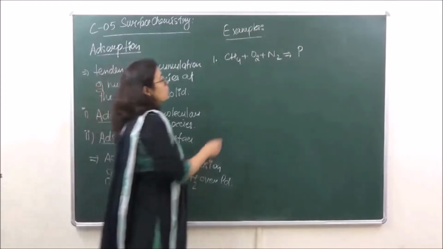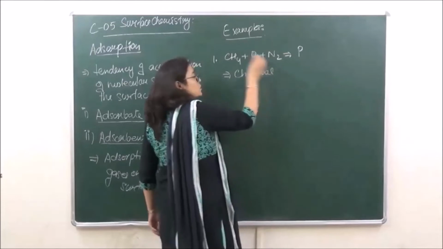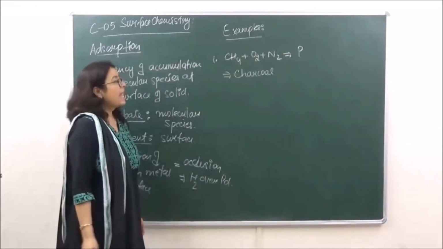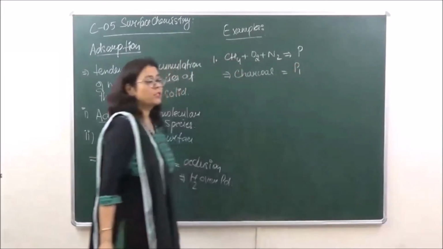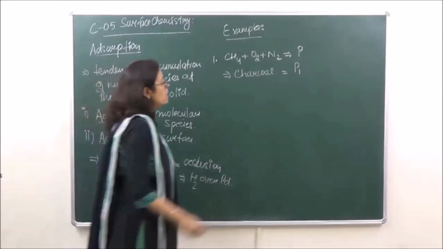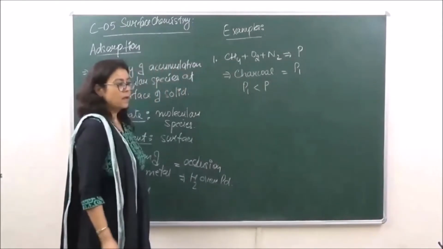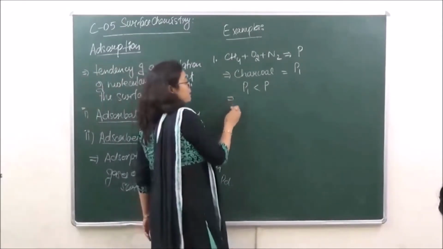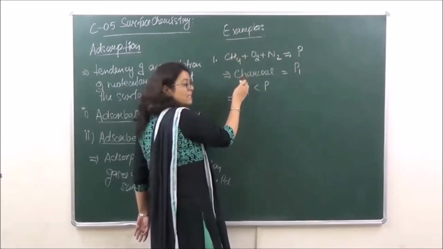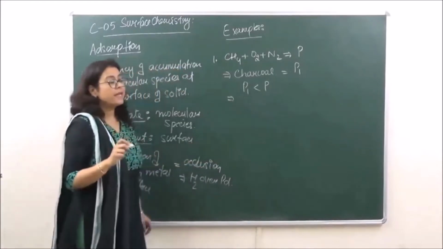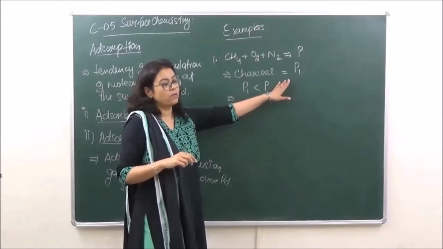Then after that, what we do is we drop a piece of charcoal inside this beaker, and then we again measure the pressure over here. Let's say that the pressure is equal to P1. We observe that the pressure P1 is less than P. Why is this happening? This is happening because the surface of charcoal has adsorbed these gases, as a result of which the free gases in the container decrease, as a result of which the pressure also decreases.